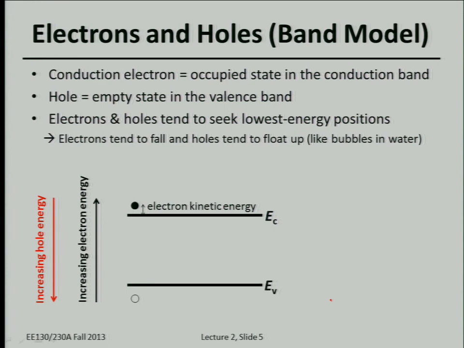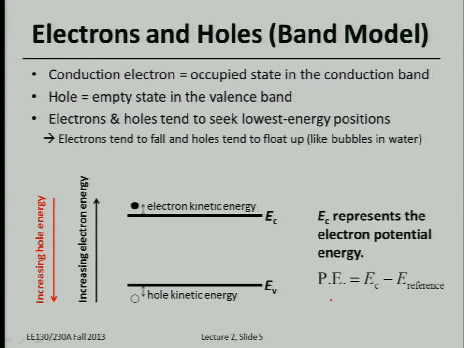Okay? Now, holes are positively charged, so they're opposite sign as the electron. So if we wanted to plot qualitatively hole energy on this plot, then hole energy increases as you go down in this band diagram. And so the distance between the hole energy and the edge of the valence band edge, that represents the kinetic energy of a hole. Okay?